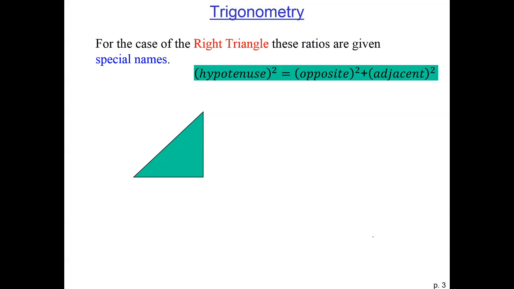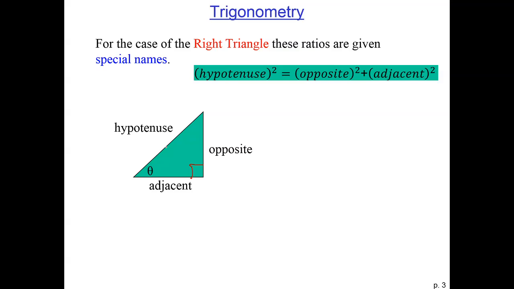There are a few things that we know when we're talking about a right triangle. A right triangle has one right angle. So there we go, there's our 90-degree angle. And then there are certain labels on this. The hypotenuse is the longest side of the right triangle, and this is the one that is on the opposite side of the right angle.